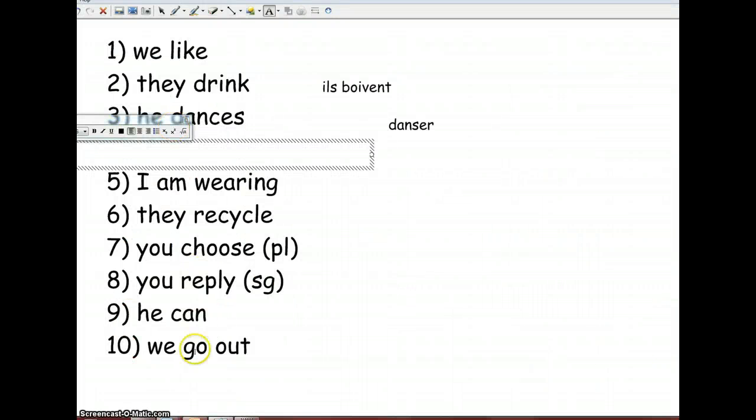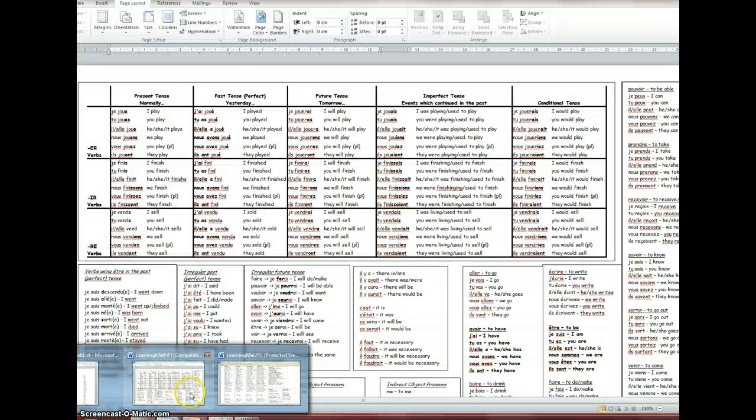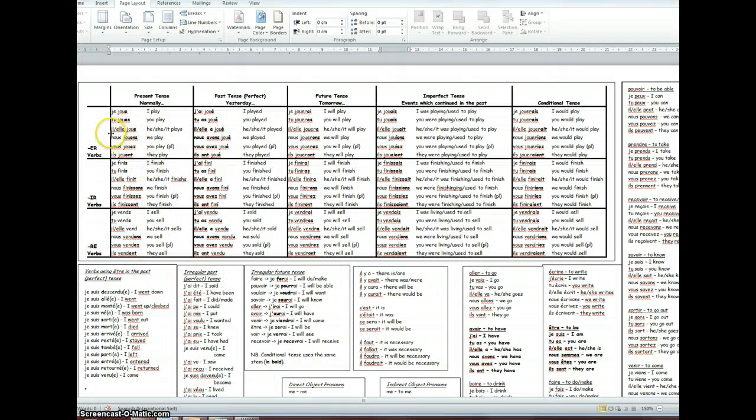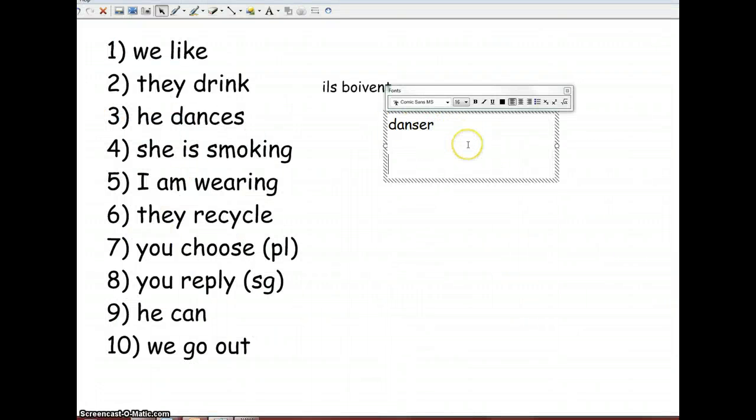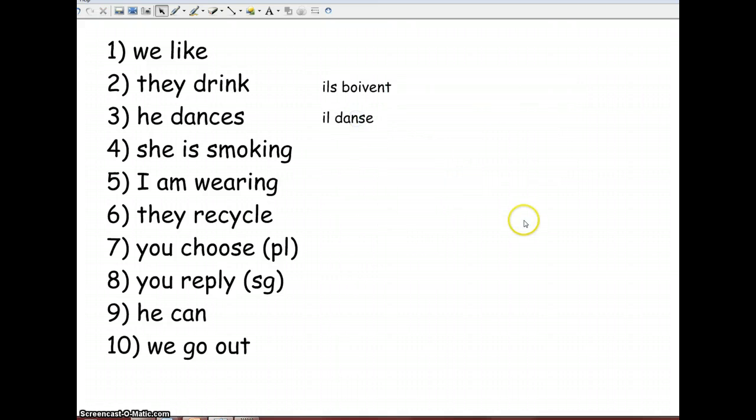And we wanted he, didn't we? He dances. So the he ending, il joue, is he plays. So it's an e on the end there. So again, same thing we did with like, we're going to take off the er of danser, and we're going to put an e on the end, and that's all there is to it. Il danse means he dances.